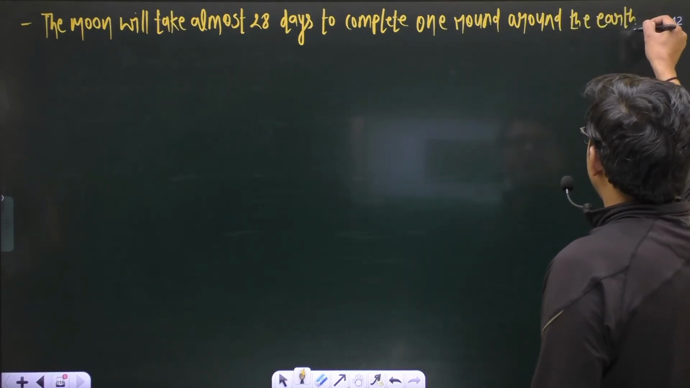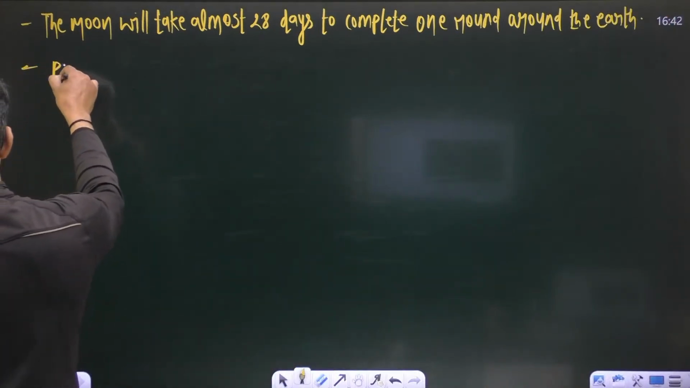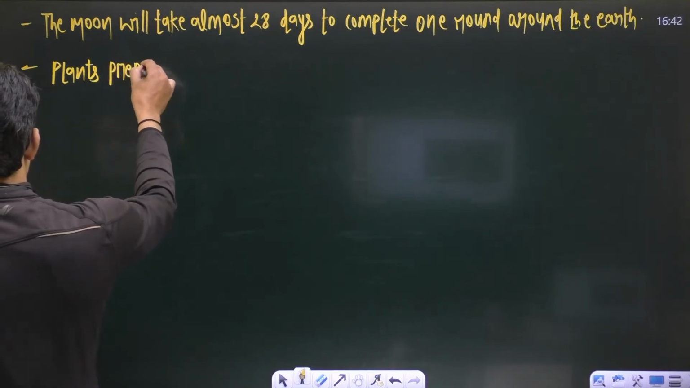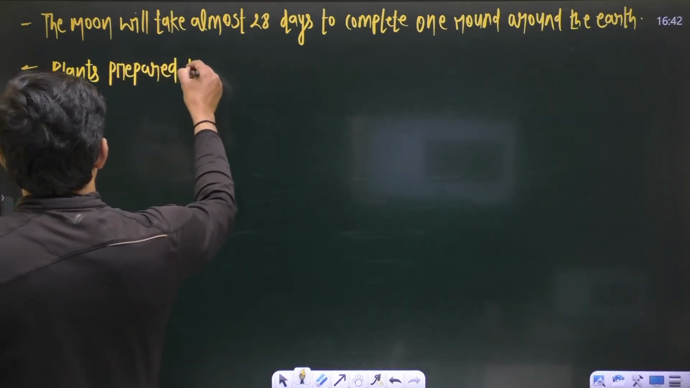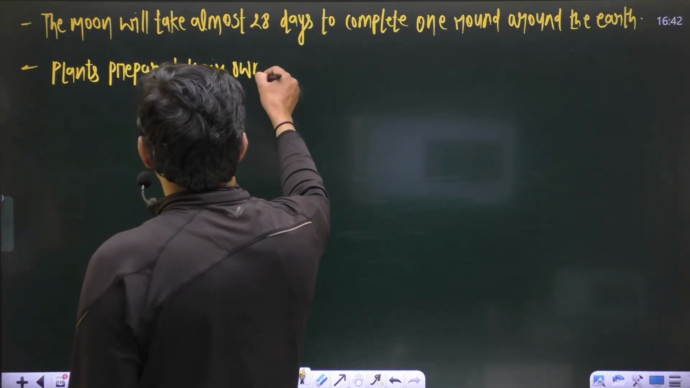This is the first sentence. Second one is plants prepared their own food. Plants prepared their own food.